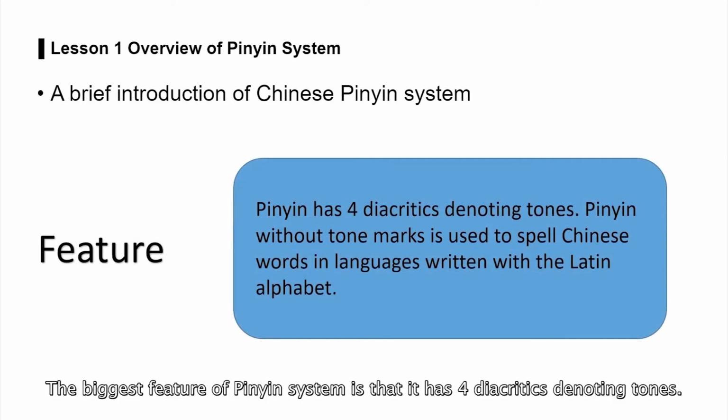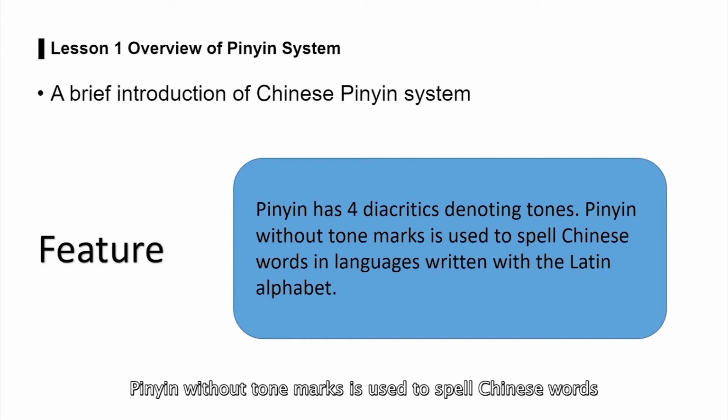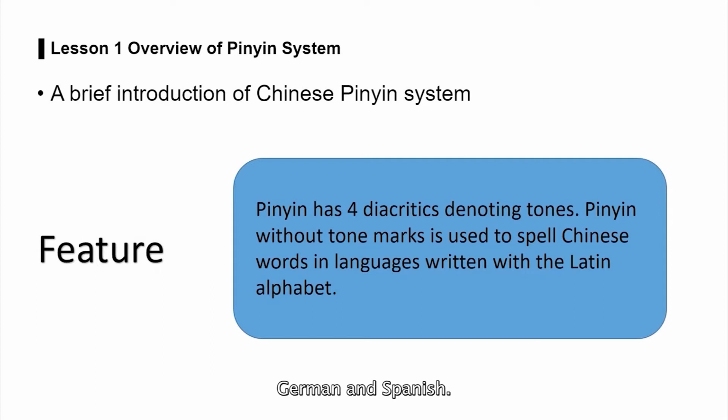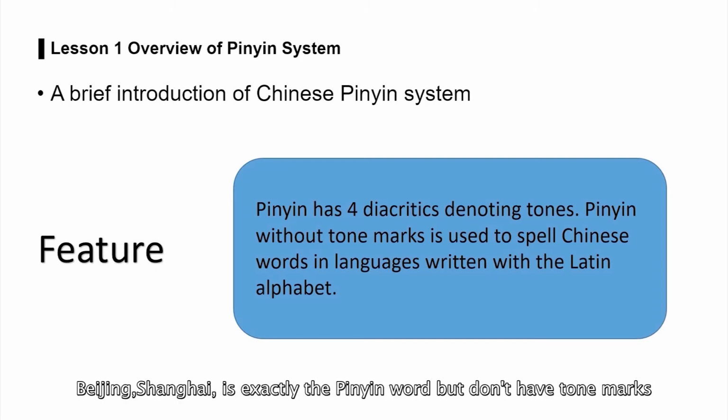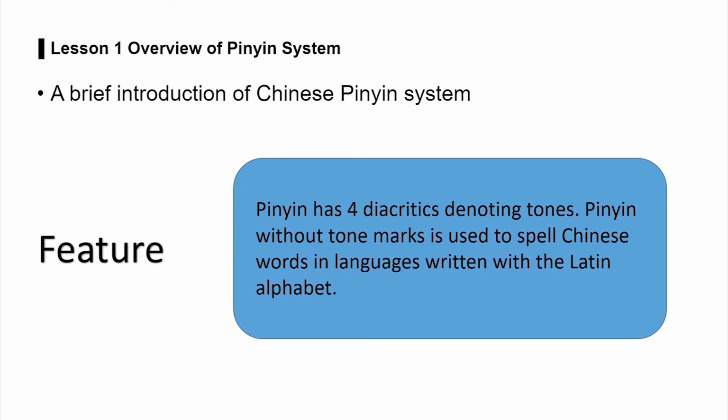The biggest feature of Pinyin is that it has 4 diacritics denoting tones. Pinyin without tone marks is used to spell Chinese words in languages written with the Latin alphabet, like English, German, and Spanish. For example, Beijing and Shanghai are exactly Pinyin words, but don't have tone marks, so that you can spell them with the Latin alphabet.